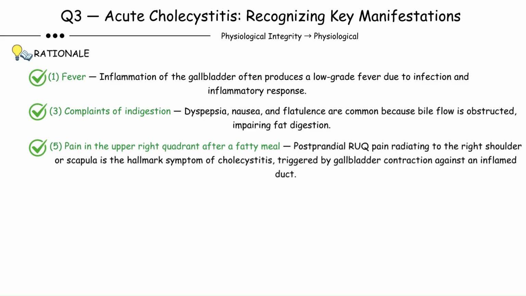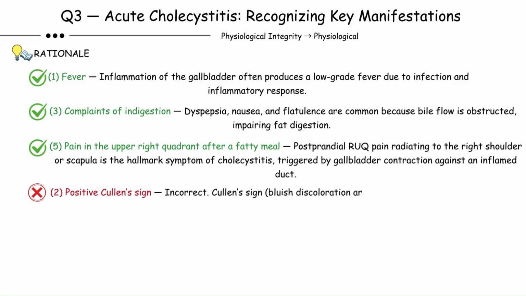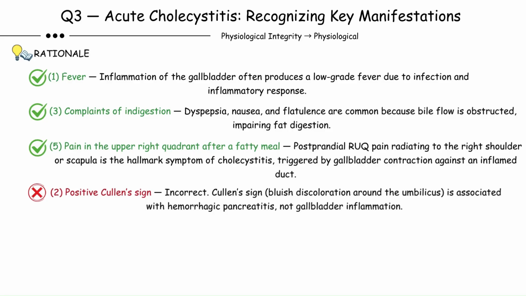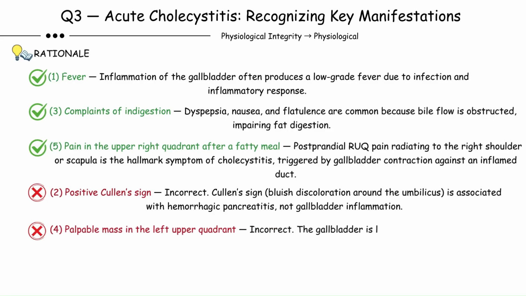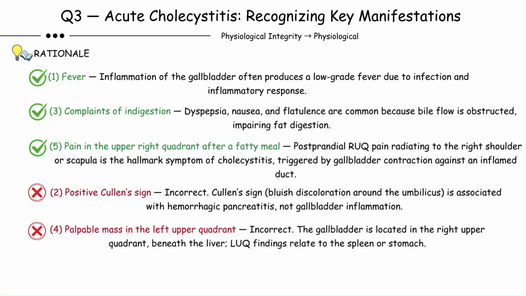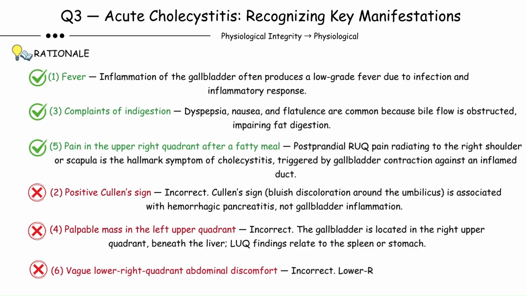Why are the others not selected? Option 2, Cullen's sign indicates hemorrhagic pancreatitis, not cholecystitis. Option 4, left upper quadrant relates to the spleen or stomach. The gallbladder is in the right upper quadrant. Option 6, lower right quadrant discomfort suggests appendicitis, not gallbladder disease.